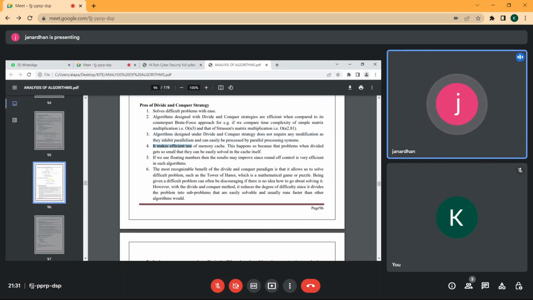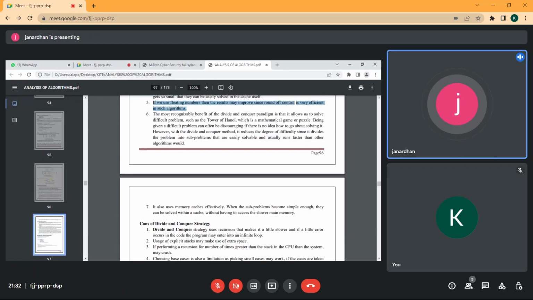It makes efficient use of memory cache. This happens because the problems when divided get so small that they can be easily solved in the cache itself. If we use floating point numbers, then the results may improve since round off control is very efficient in such algorithms.